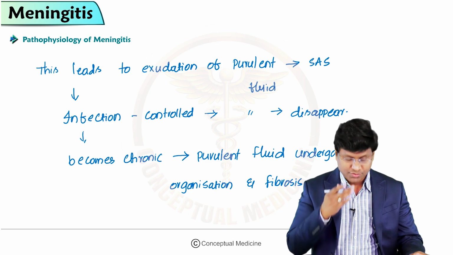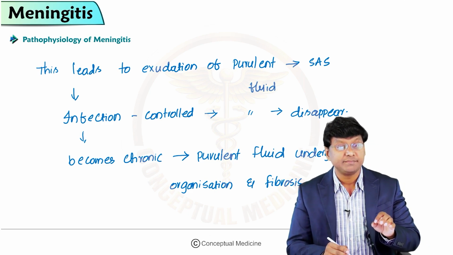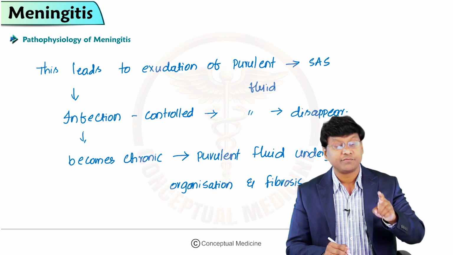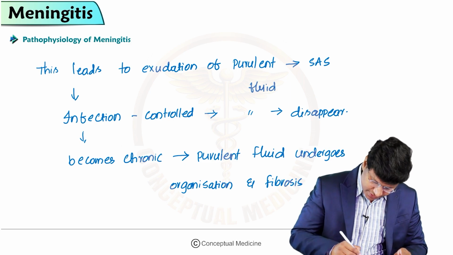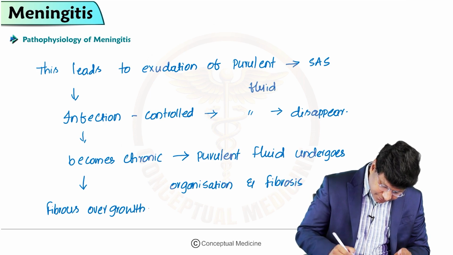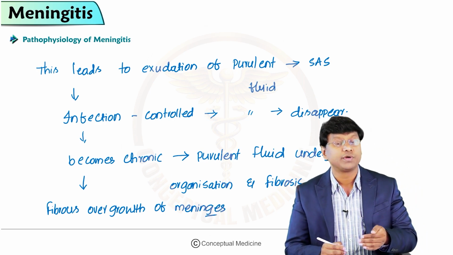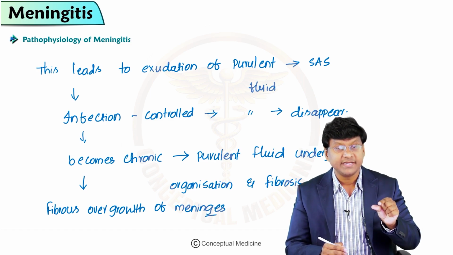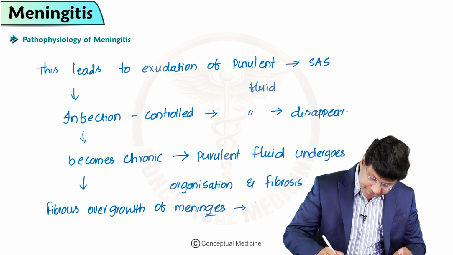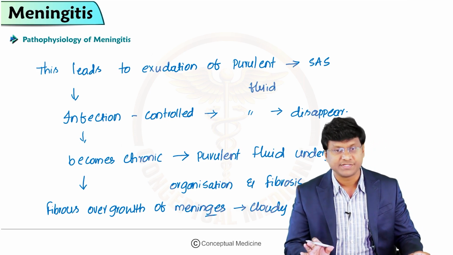Now, if the infection becomes chronic, there will be fibrous overgrowth of meninges, resulting in a thickened, cloudy or opaque subarachnoid space, okay?